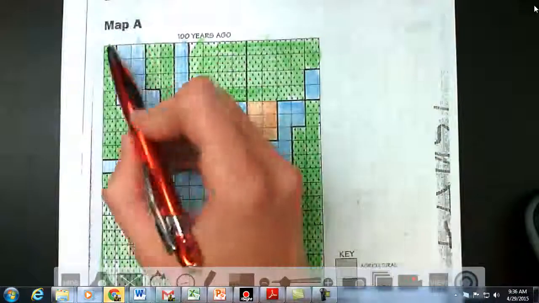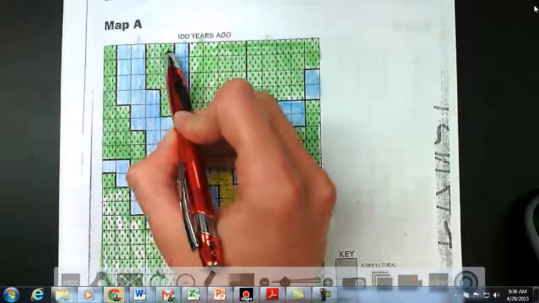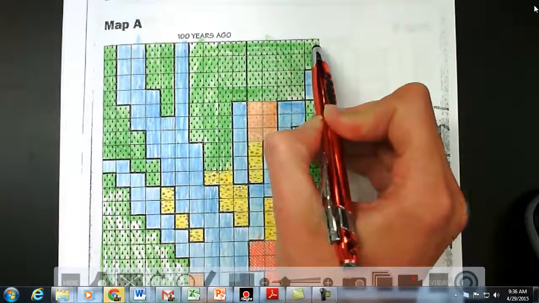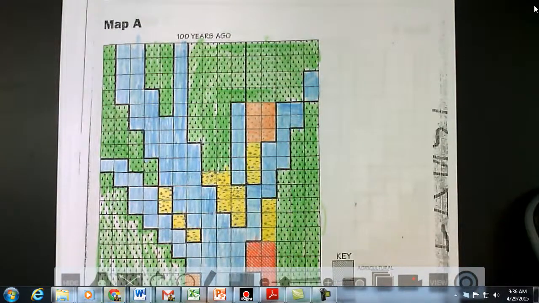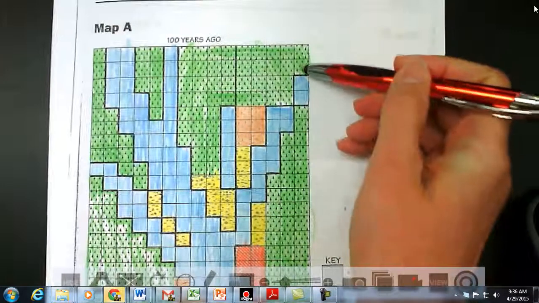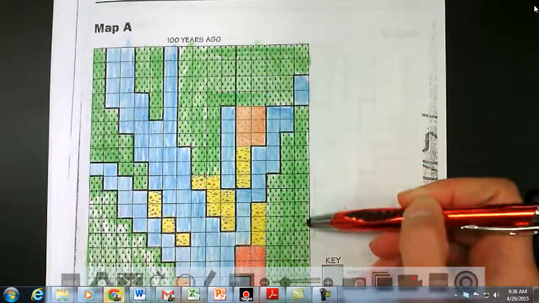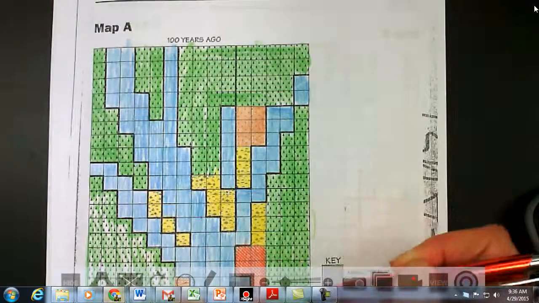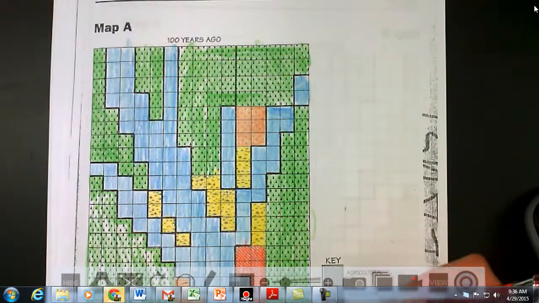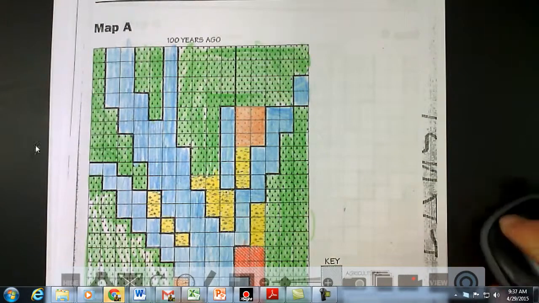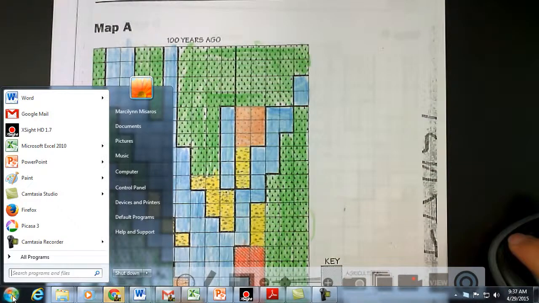vertical boxes. So I have 1, 2, 3, 4, 5, 6, 7, 8, 9, 10, 11, 12, 13, 14, 15. I have 15 going across. And I have 1, 2, 3, 4, 5, 6, 7, 8, 9, 10, 11, 12, 13, 14, 15, 16, 17, 18, 19, 20, 21, 22, 23, 24. So when I multiply 15 times 24, I'll do that right on my screen calculator.